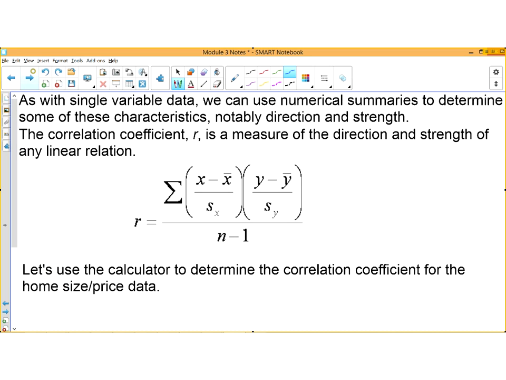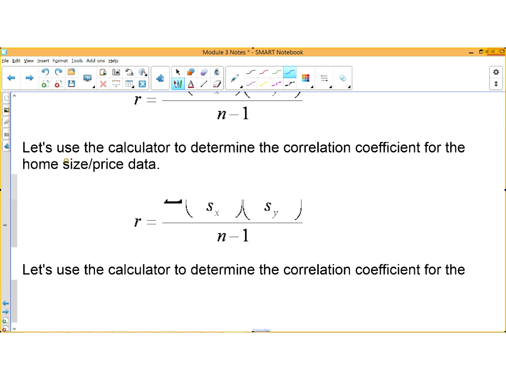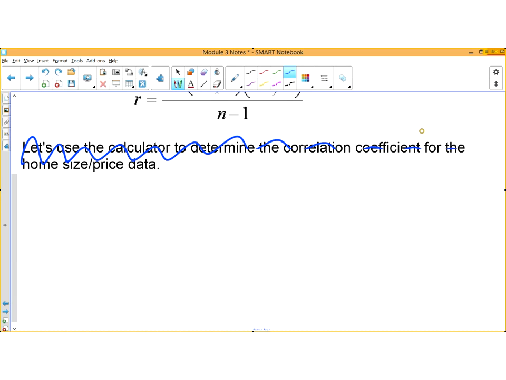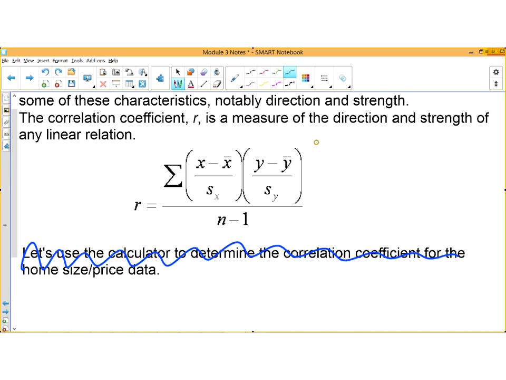All right. Now, as with single variable data, we can use numerical summaries to determine some of these characteristics, notably direction and strength. There's a quantity called the correlation coefficient. The letter is R. It's a measure of direction and strength. We can use the calculator to determine it by actually going through this formula, but we're not going to do that. We're going to hold off on the calculation just a moment. So I'm going to scratch this out here. You will see this in the on-site notes that are posted, but it's just going to give the R value. It's not actually going to show how we went through it.